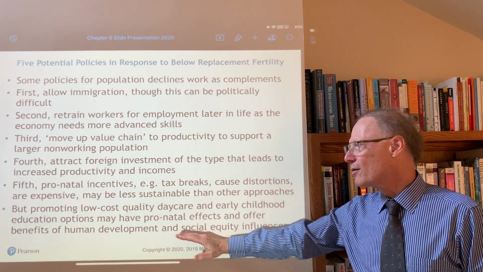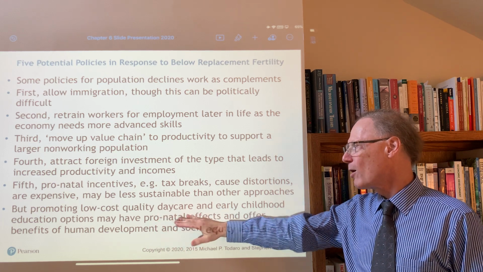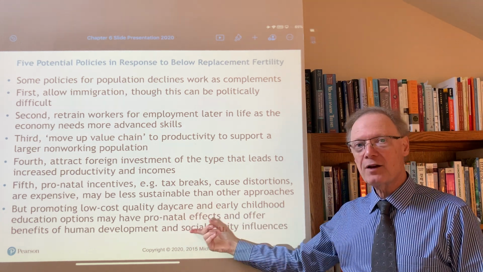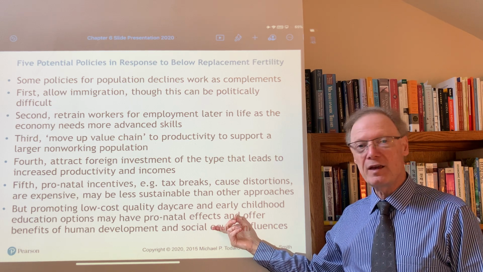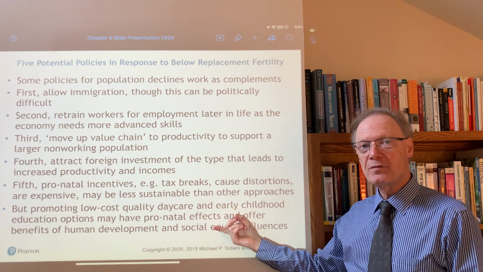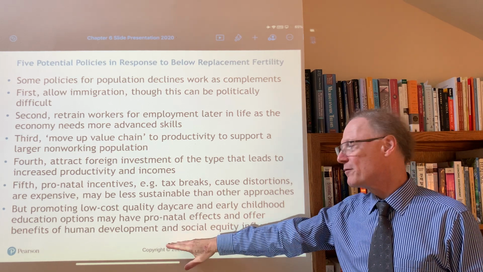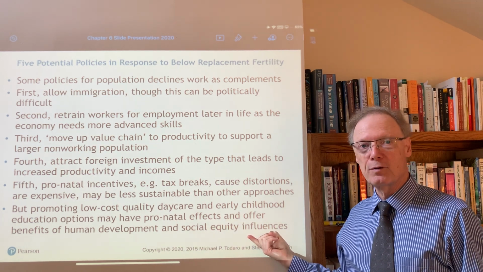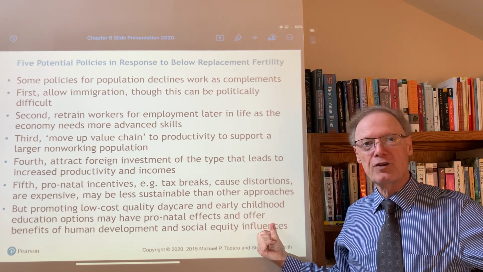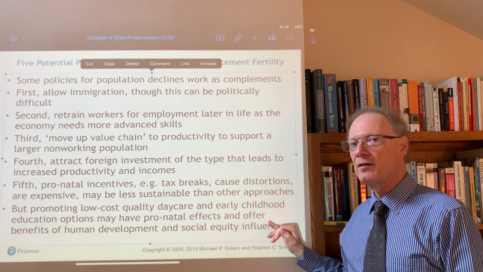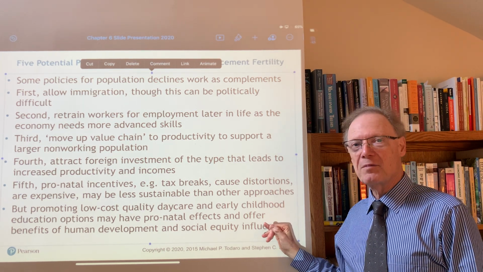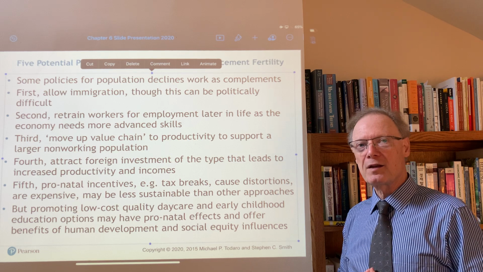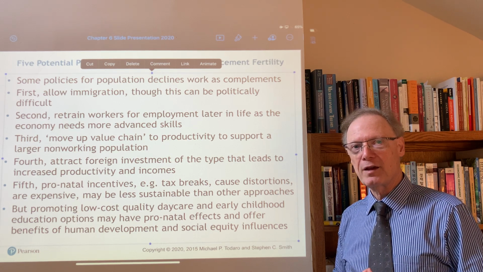So, on the other hand, if you promote low-cost, quality daycare, and you emphasize early childhood education, these actually can have pronatal effects because it becomes easier to have children without giving up the high incomes that you would have while working. And they also offer benefits of human development. And so they also have good influences with respect to improved social equity. Focus on early childhood development is one of the big and important frontiers in economic development. We've touched on it before. We'll look at it in more detail later on in the course. So these are some of the policies that can be significant for addressing issues in population and development.